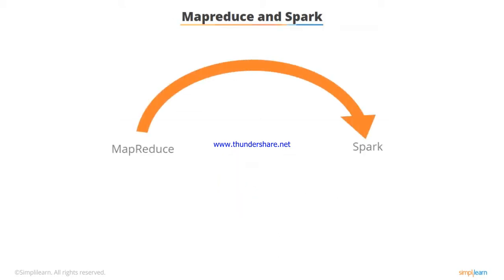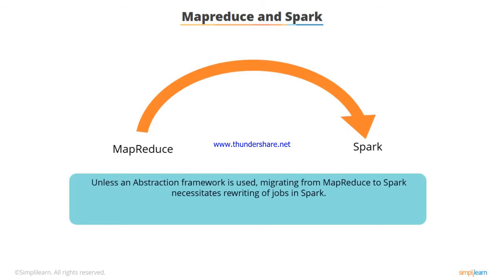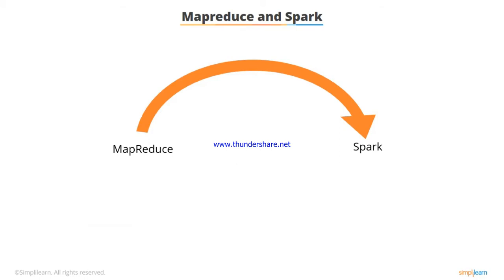MapReduce and Spark have different APIs. Unless an abstraction framework is used, migrating from MapReduce to Spark necessitates rewriting of jobs in Spark. Spark provides high-level processing APIs. The time and code required to write a Spark job is a lot less than for a MapReduce job.